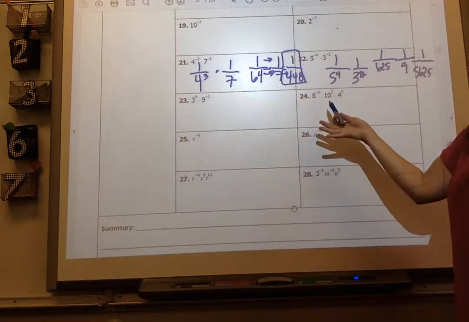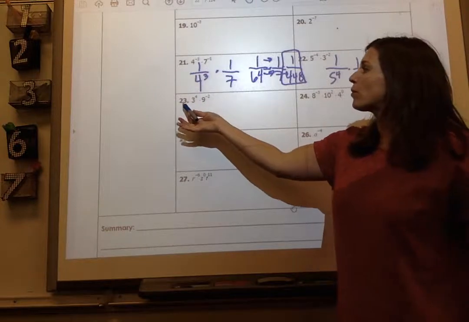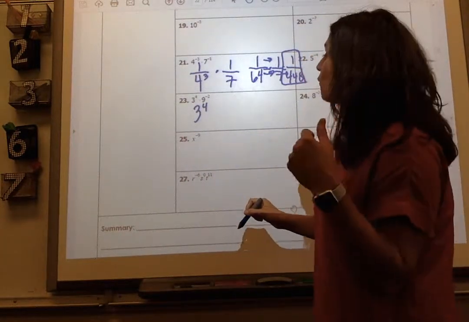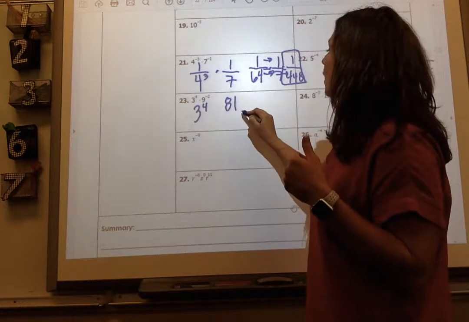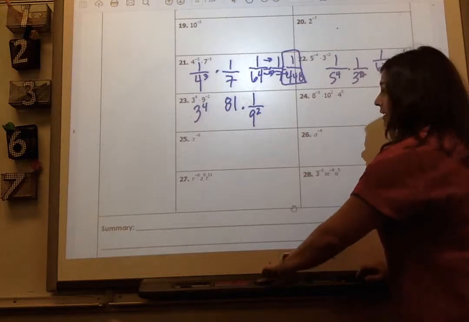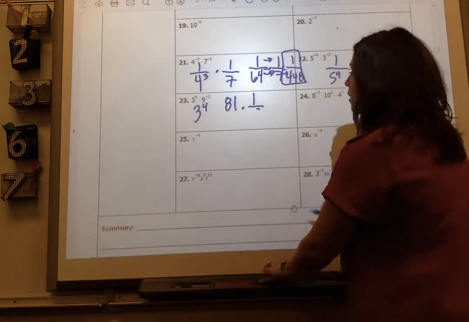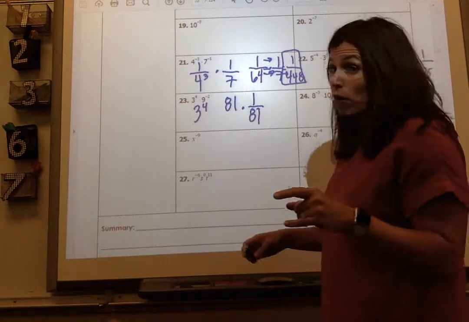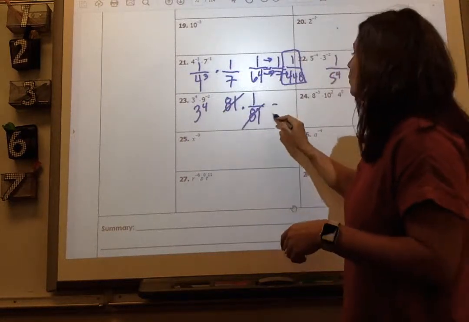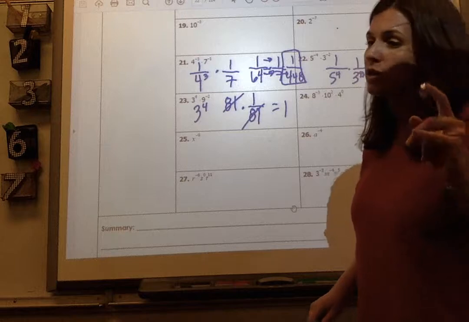So these you can kind of take a look at. Number 23, 3 to the 4th is fine. It stays the same. And 3 to the 4th is 81. So I have 81 times 1 over 9 squared. And what is 9 squared? It's 81. So 1 over 81. And remember, I told you guys to make sure you know these immediately, because 81 over 81 is 1, so the answer to number 23 is just 1.